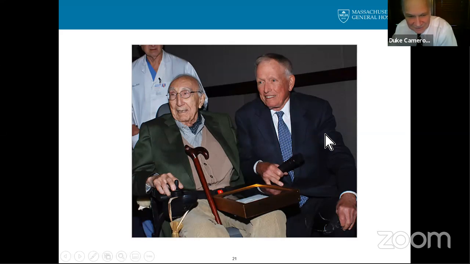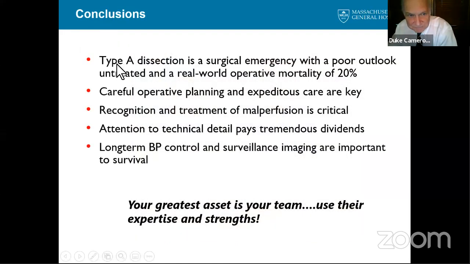So in conclusion, type A dissection is a surgical emergency with a very poor outlook if untreated. And the real world operative mortality remains at about 20% and has remained that way over the last 20 years. Careful operative planning and expeditious care are the key. Recognition and treatment of malperfusion is critical. And this is an operation where attention to technical detail pays tremendous dividends. And finally, long-term blood pressure control and surveillance imaging are important to survival.